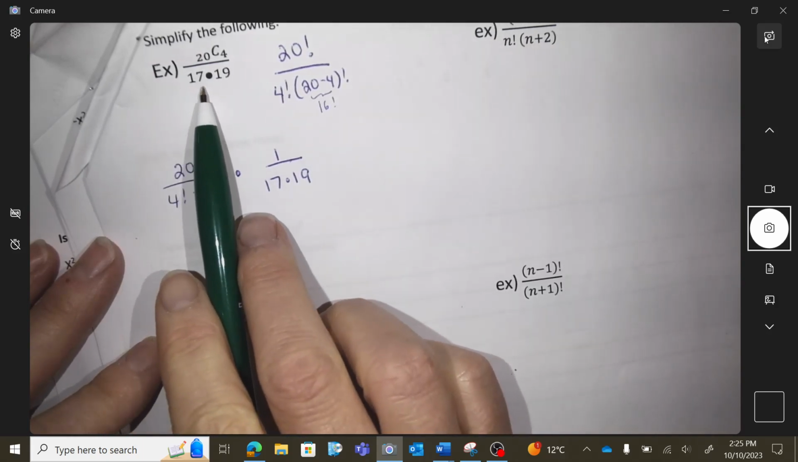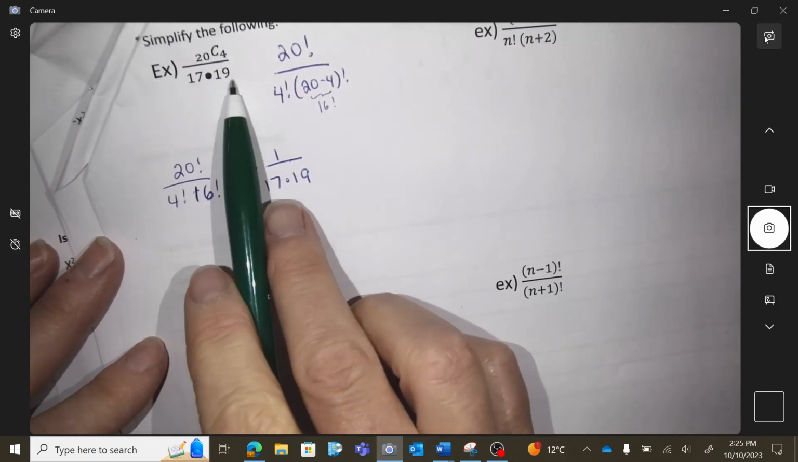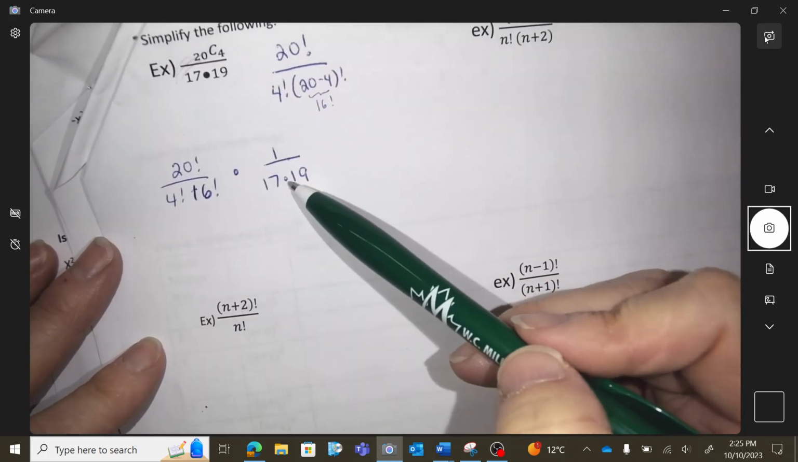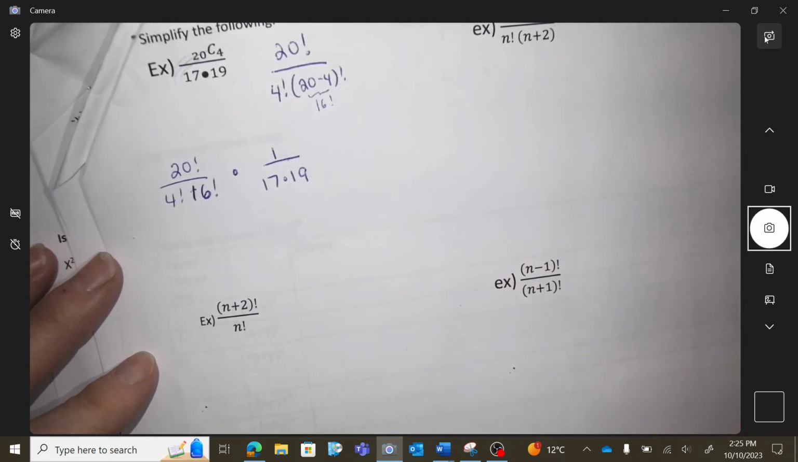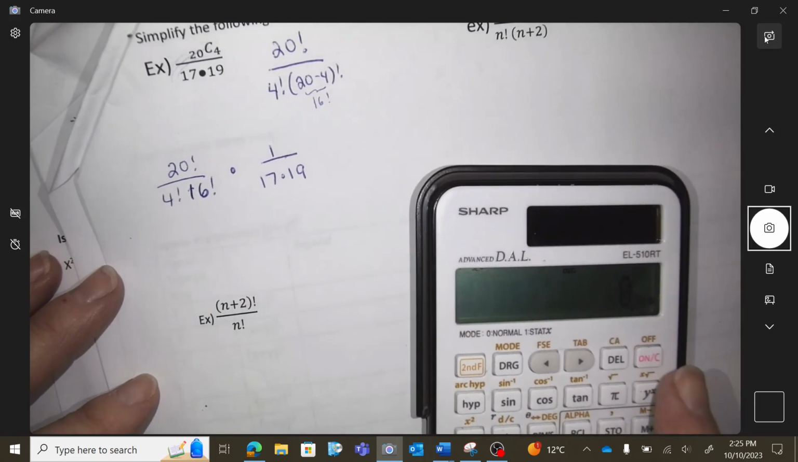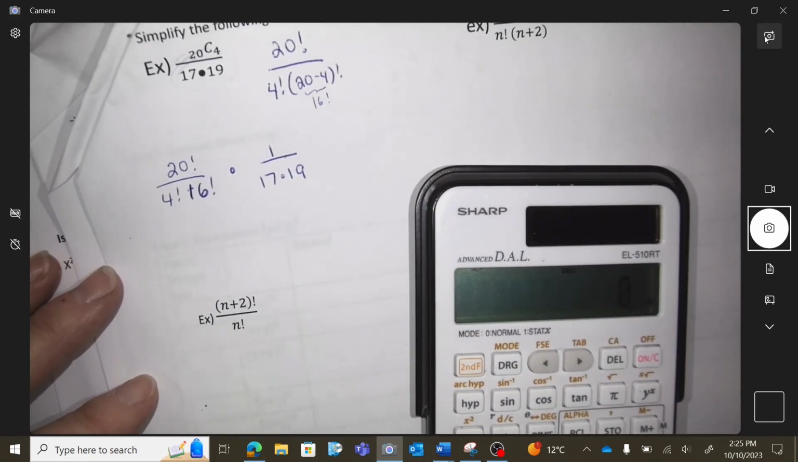Because there was some other stuff here, I'm dividing by these things. So instead of dividing by these things, I'm timesing by the flip fraction. So why can't we just use the formula, like we have it in our calculator? Can't you just punch in 20C4? No. It'll say to show all your steps.